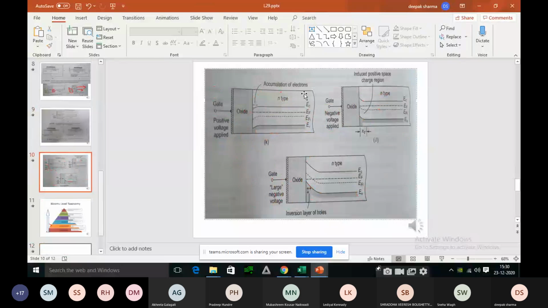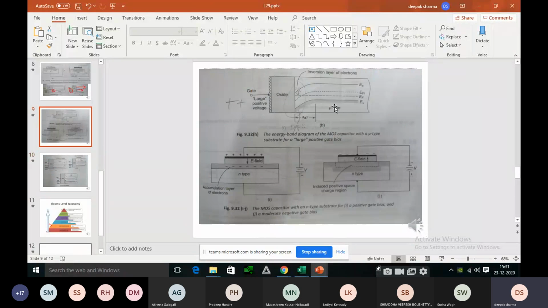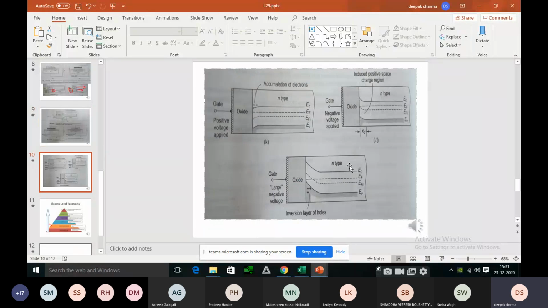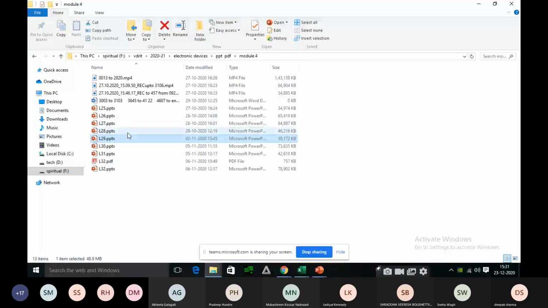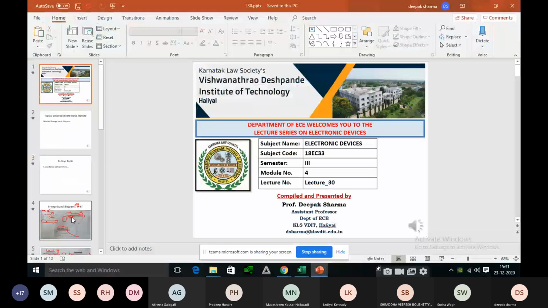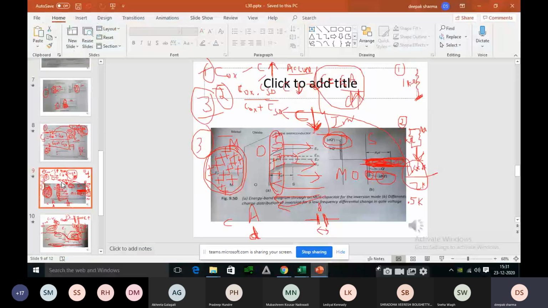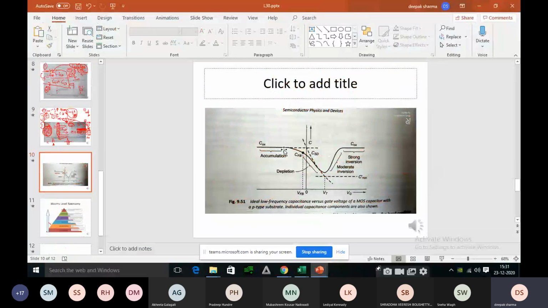And these are again the diagram for the opposite case, correct? Opposite case means here we had p-type substrate. Here we are choosing n-type substrate. So bending will be just reversed. Nothing, no change, correct? So here you are able to see accumulation, then comes depletion, then comes inversion, correct?